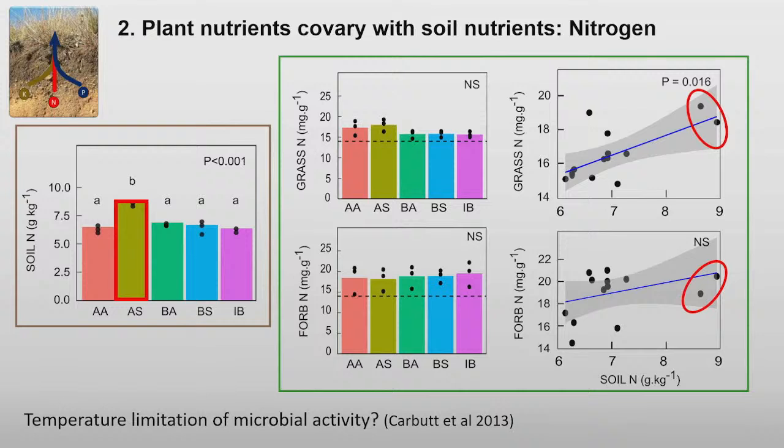So what we think is happening is most of this nitrogen that we're measuring in the soil is actually still in an organic form. And it's not available to the plants for uptake. So you don't see it reflected in plant nitrogen content.